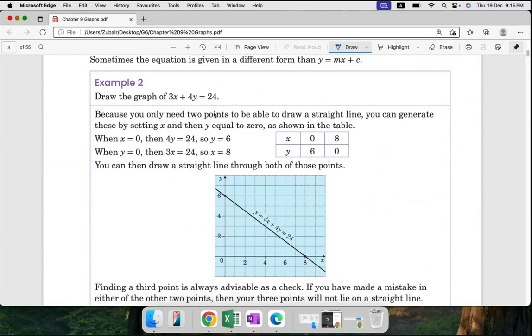Worked example 2 says draw the graph of 3x plus 4y is equals to 24. In similar way, using 0 and 8. So if x is 0, this vanishes, and 24 by 4 is 6. So you got y6. When x is 8, 3 times 8 is 24. It goes on the other side, so we get y as 0. So once done, we have two coordinates, x0, y6 and x8, y0. You just mark those 2 points and draw the straight line.